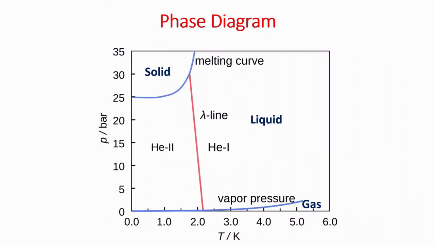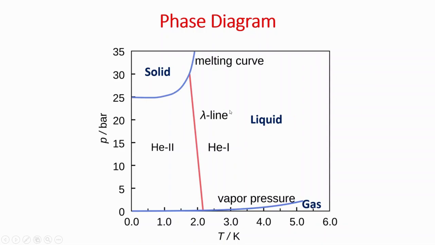So now let us understand the phase diagram, then a lot of things will be clear to you. So this is the phase diagram of helium. Along the x-axis we have temperature in Kelvin scale. Along the y-axis we have pressure measured in bar. Okay. So this particular red line is called lambda line.